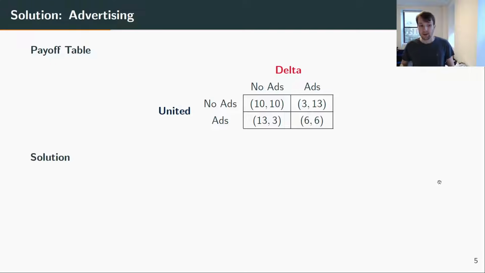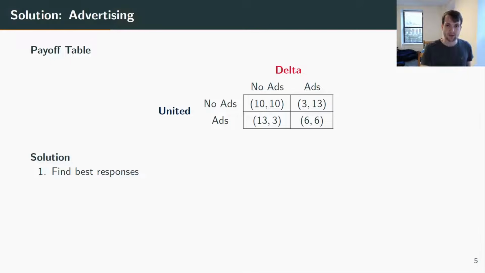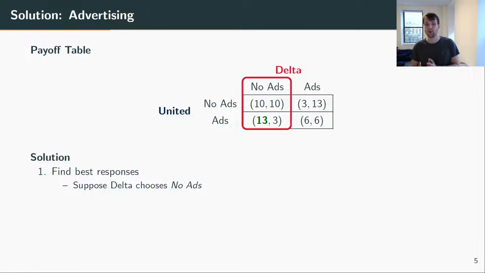So this is the payoff table. Now we're going to try to find the equilibrium. How do we do this? Well, we do it by trying to find best responses. That's the first approach we're going to learn about today. So we're going to say, if Delta chooses no ads, what's the best thing United can do? If United also chooses no ads, they get 10. If they choose to run an ad campaign, they get 13. Running an ad campaign is the best response of United if Delta decides not to run an ad campaign.